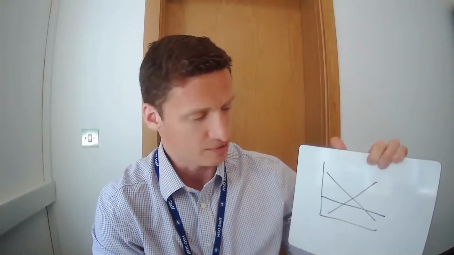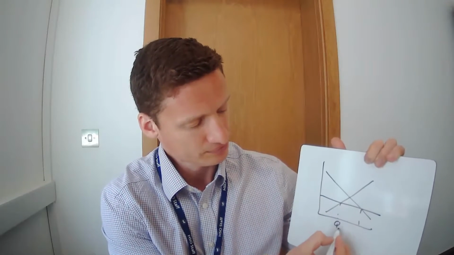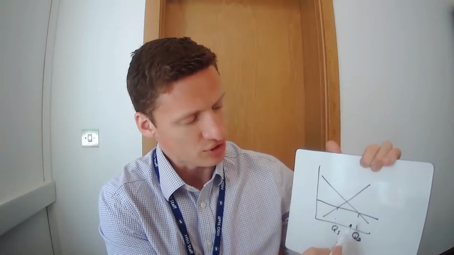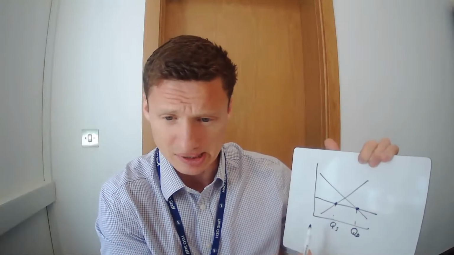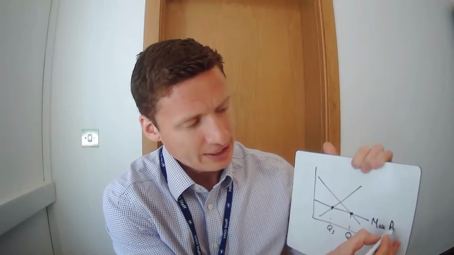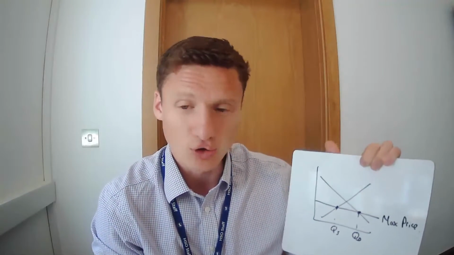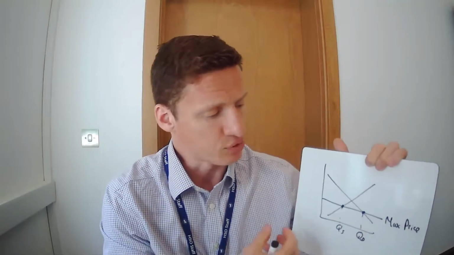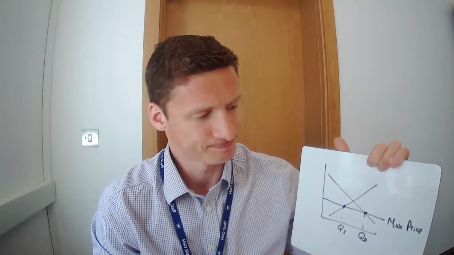Remember with maximum prices, we've got to do it below the equilibrium. What I'm showing here is with a maximum price, this is how many would be demanded, but this is how many would be supplied. The problem with maximum prices is that it's likely to lead to a shortage, this idea of excess demand. There's not enough incentive for producers, or in this case landlords, to put their properties on the market because they're not getting enough of a return.